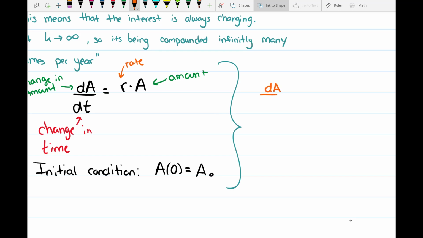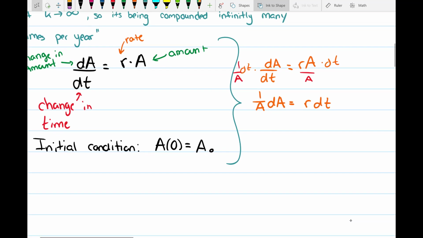So we have dA over dt is equal to rA. So we want all of our A's on one side and all the t's on the other. So we multiply both sides by dt and divide both sides by A, so times 1 over A. And you're going to get 1 over A dA is equal to r dt. This should look very familiar to the example we just did in the previous video. So now we're going to integrate both sides.